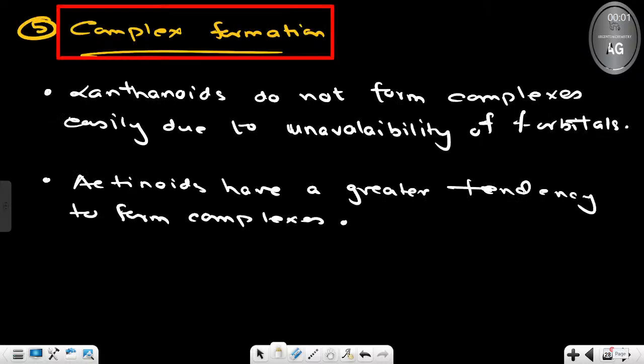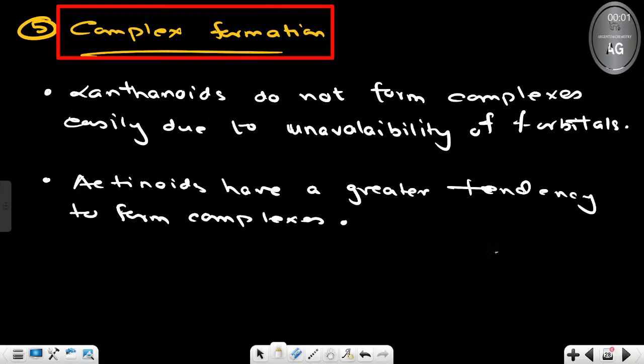Complex formation. Lanthanoids can form complexes, but not easily, because the f orbitals are very deep. Clear? But they can form complexes. I don't think that they cannot. They can form complexes with chelating ligands, which we will read when we study coordination again. It can form a chelate.